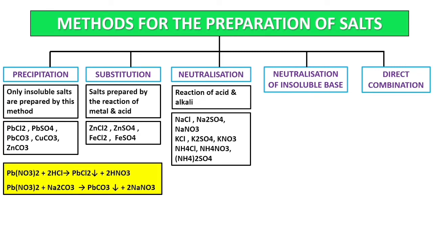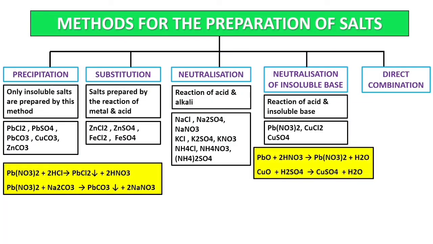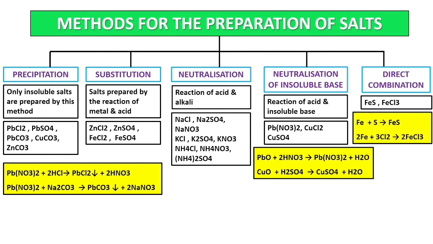Neutralization of insoluble base: reaction of acid and insoluble base, giving Pb(NO3)2, CuCl2, CuSO4. Lead oxide reacts with HNO3 to produce lead nitrate and water. Copper oxide reacts with sulfuric acid to produce copper sulfate and water. Direct combination: FeS, FeCl3. Iron reacts with sulfur to produce FeS. Iron reacts with chlorine to produce iron chloride.